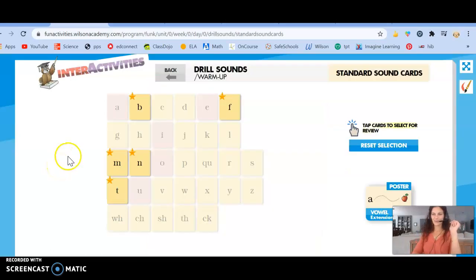Okay, now it's time for our sound cards. Here we go. B, bat, B. F, fun, F. M, man, M. N, nut, N. T, tap, T.